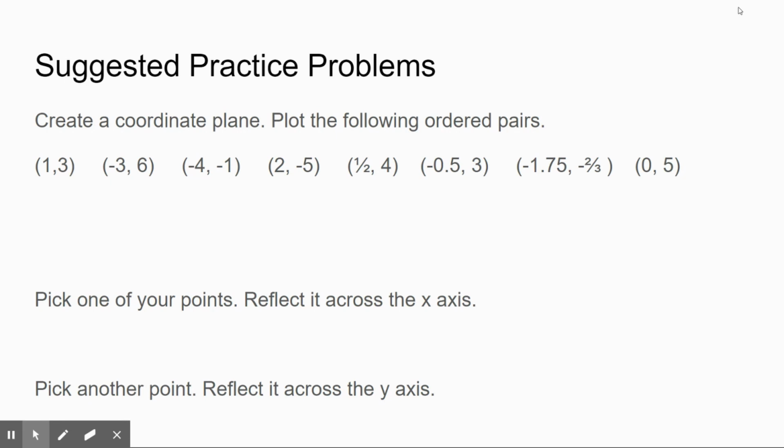Then you're going to pick one of your points. It doesn't matter which one you want. You're going to reflect it across the x-axis. You're then going to pick another point, could be the same point, and you're going to reflect it across the y-axis. Give this a shot. Good luck.